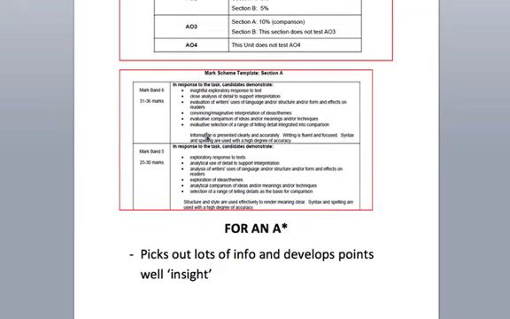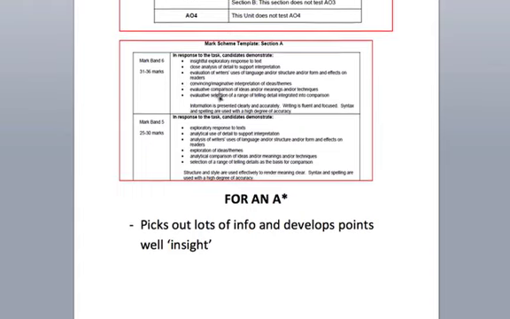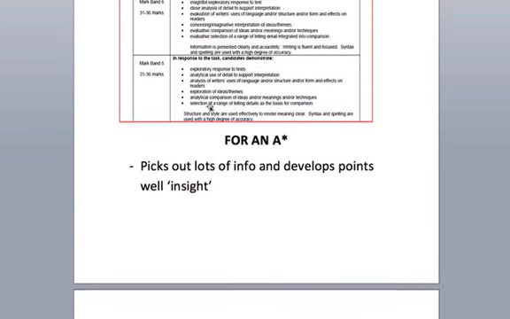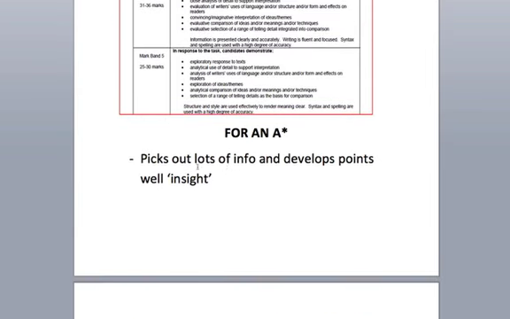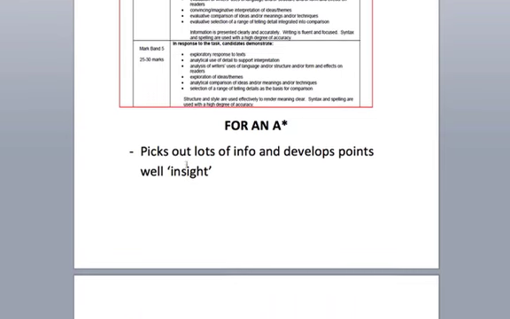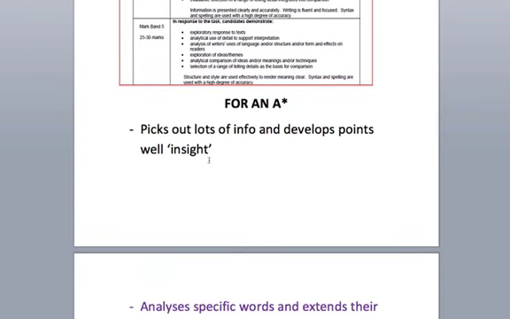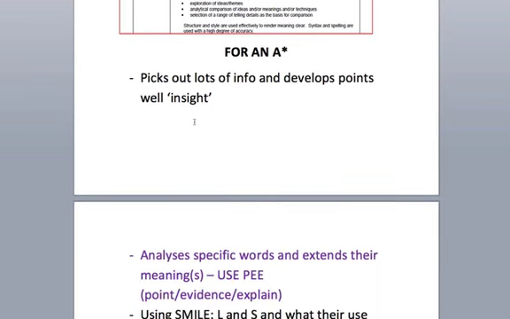So we'll look then at section A, and basically here we have the exact banding, and obviously if you just move away from the examiner's terminology, we'll just go down here. Basically all of these elements here are actually rewritten, just an easier way to hopefully understand. So for an A-star person, which is anywhere between 33 and 36 marks, he or she picks out lots of information and develops the points well. And this is obviously their insight, so they really show a deep understanding of it.